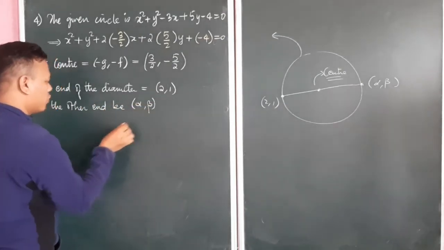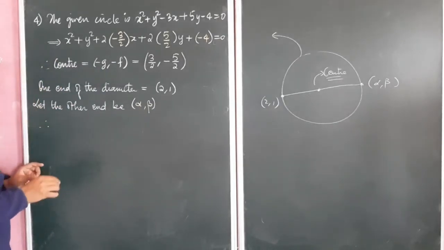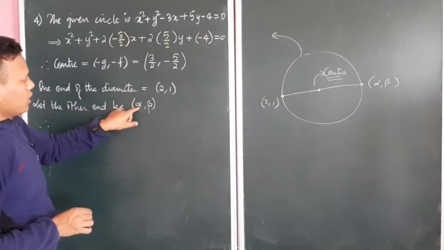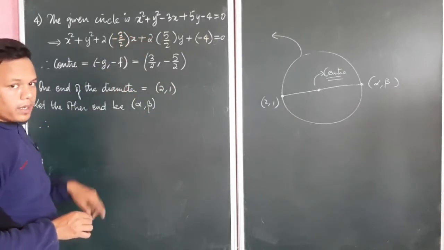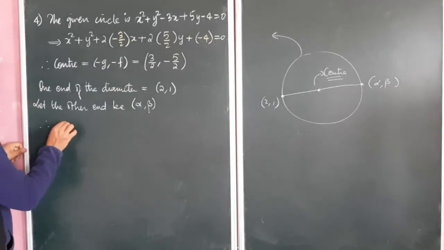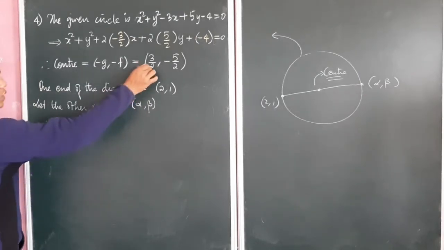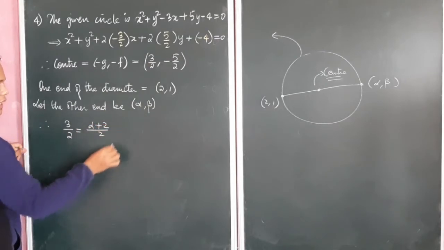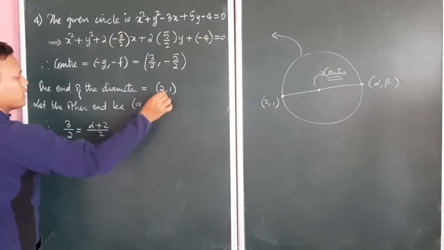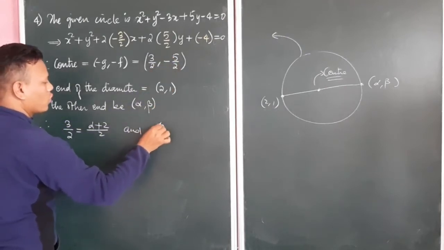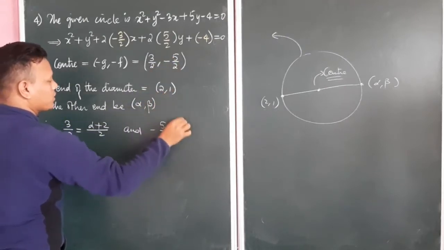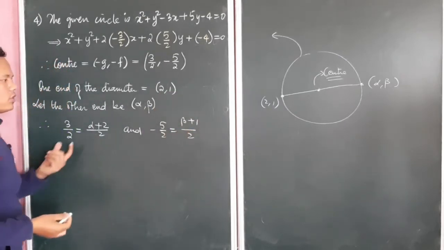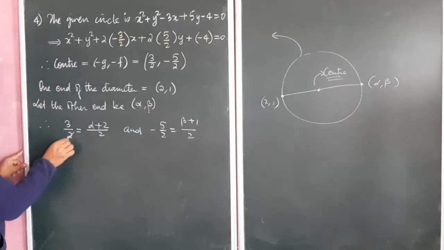Okay, so as I said, this will be the midpoint of this and this. So this can be written as alpha plus 2 whole divided by 2. Yes, so we have 3 by 2 equals alpha plus 2 whole divided by 2, and minus 5 by 2 equals beta plus 1 whole divided by 2. So from here we just need to find the value of alpha and beta. Let's quickly find this.